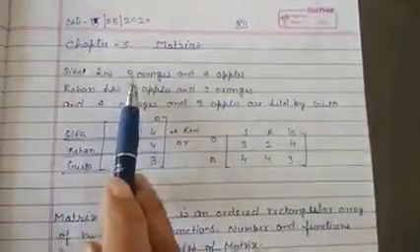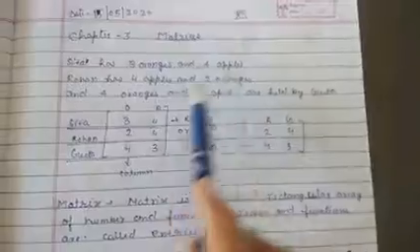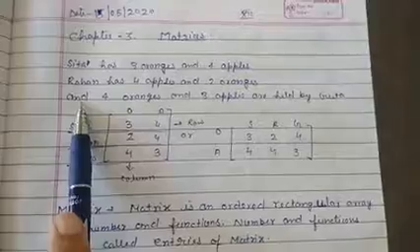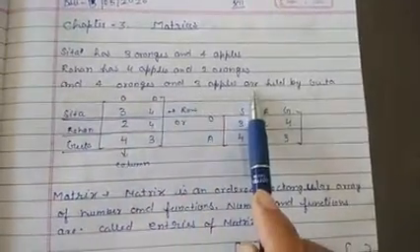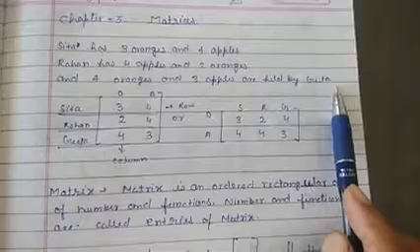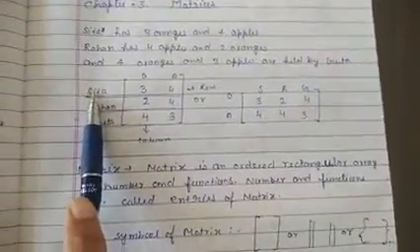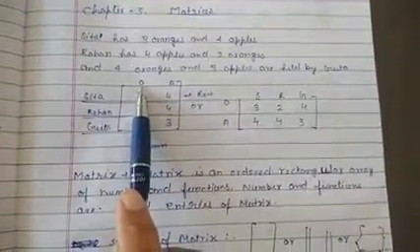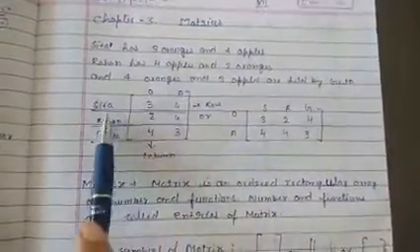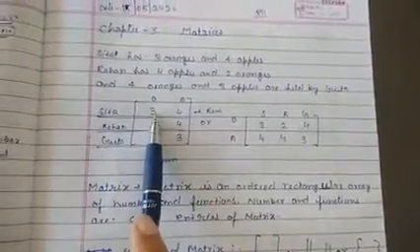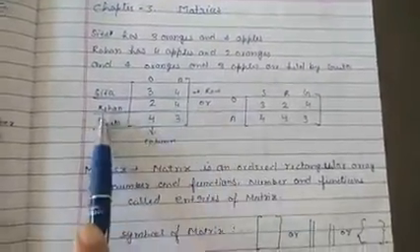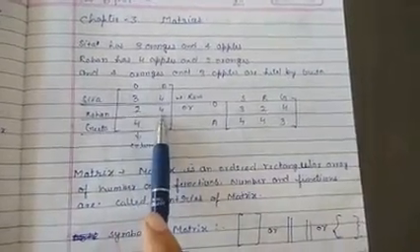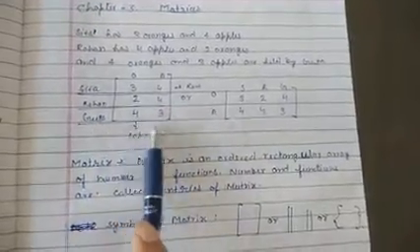matrices. Sita has 3 oranges and 4 apples, and Rohan has 4 apples and 2 oranges, and 4 oranges and 3 apples are held by Gita. So see here, first we have to write down the names of the persons: Sita, Rohan, Gita. Here are the names of the fruits: orange and apple. So just see, Sita has how many oranges? 3, and the apples are 4. So Rohan has 2 oranges and 4 apples. Gita has 4 oranges, 3 apples.